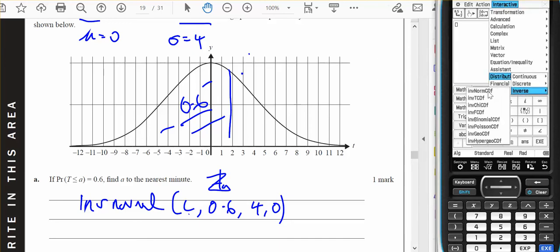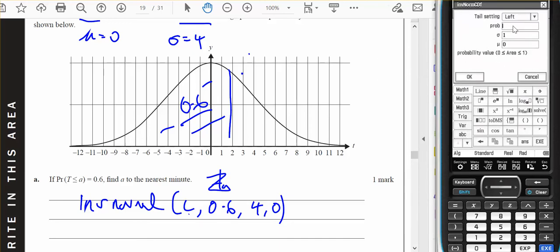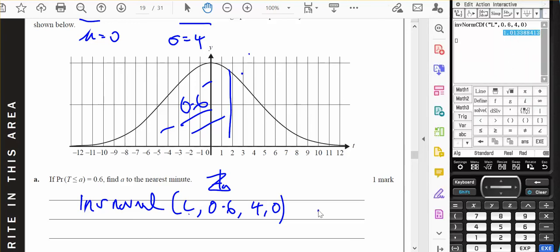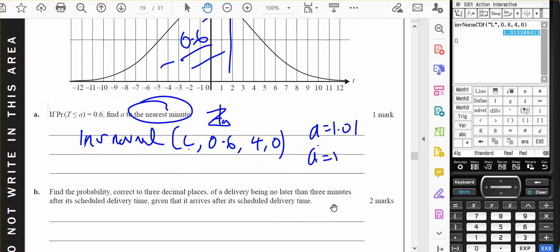Distribution, inverse normal, my left is 0.6. That's going to be 4 and that's going to be 0, okay. 1.01 to the nearest minute, A equals 1 for question part A.